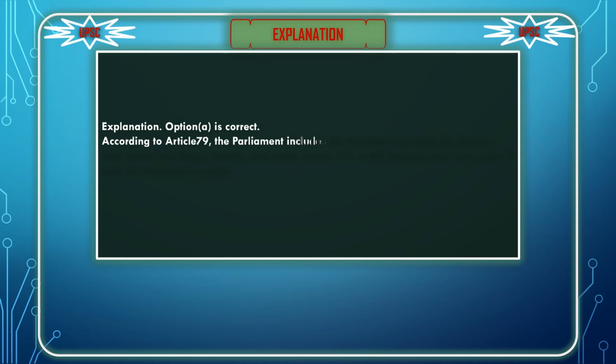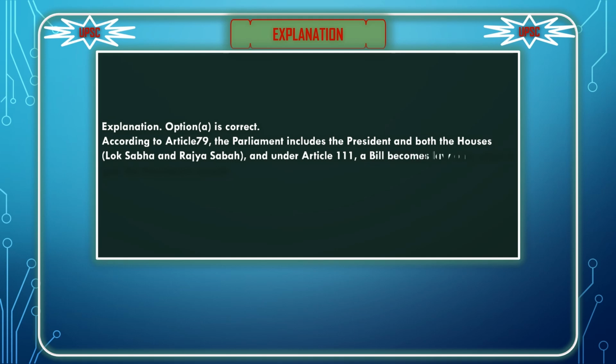Explanation. Option A is correct. According to Article 79, the Parliament includes the President and both the Houses, Lok Sabha and Rajya Sabha, and under Article 111, a bill becomes law only when it gets the President's assent.